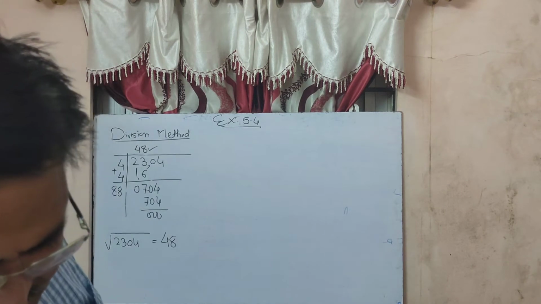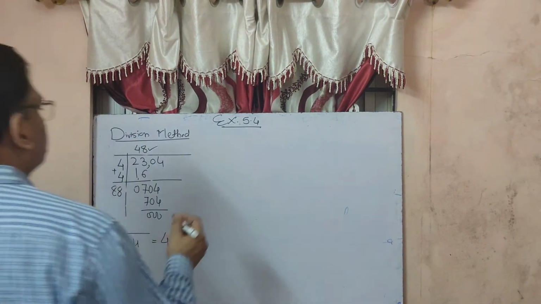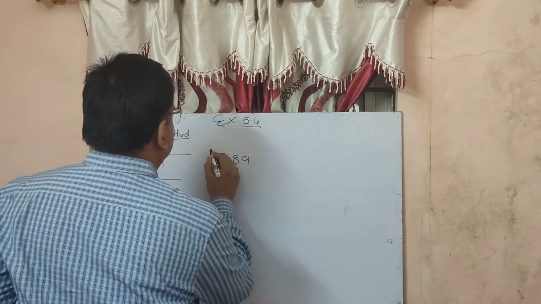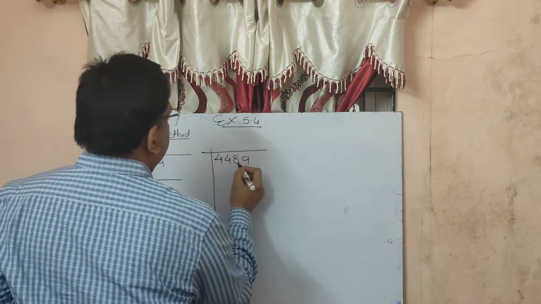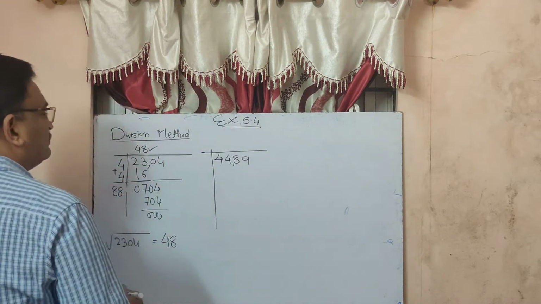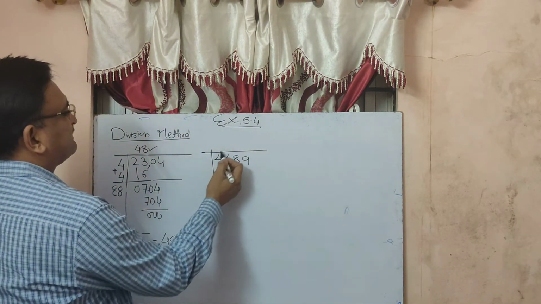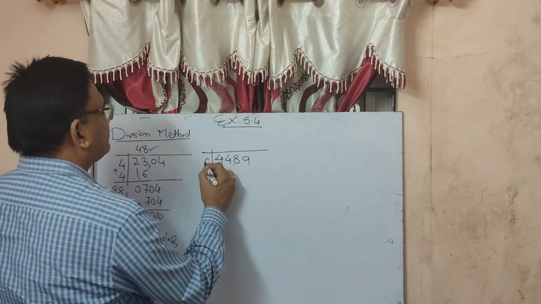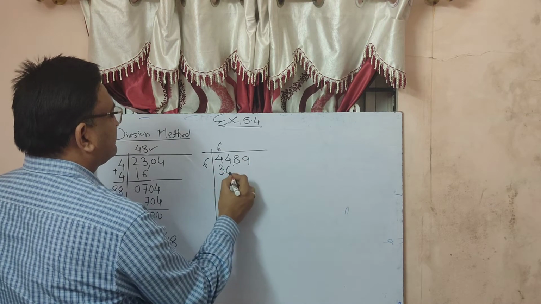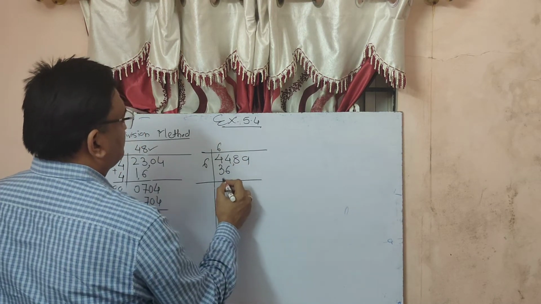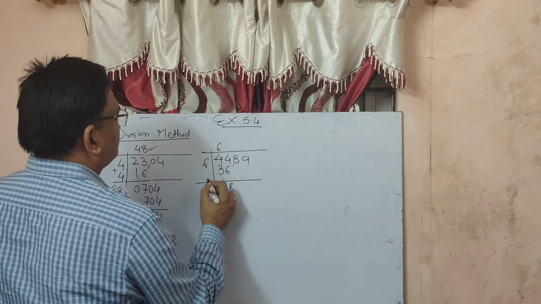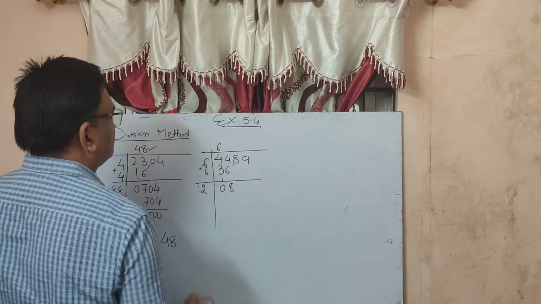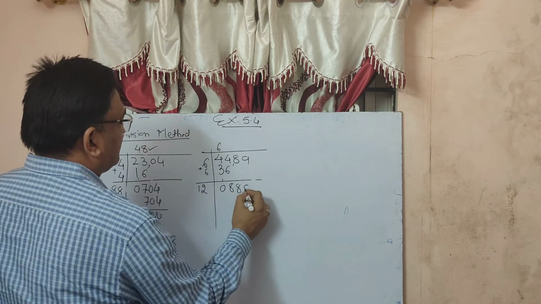Okay, the next one, the second one, is 4489. Again, we take digits two at a time. 5 5s are 25, 6 6s are 36, 7 7s are 49. So 7 7s will be more, so you can take 6 6s are 36. So how much is it left? 0. So 6 at a time, 6 plus 6 is 12. So take down this 89.